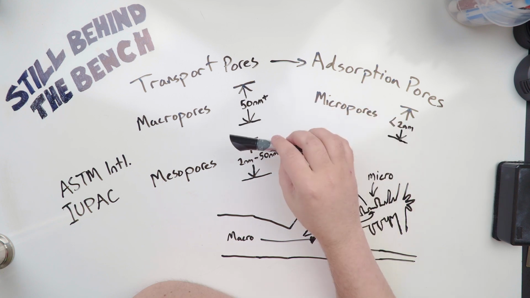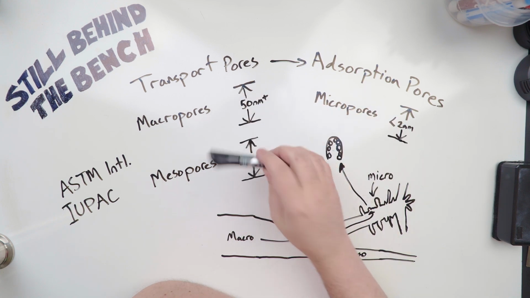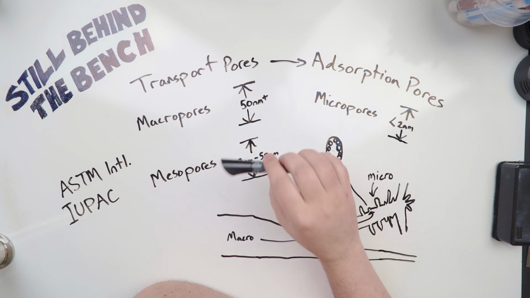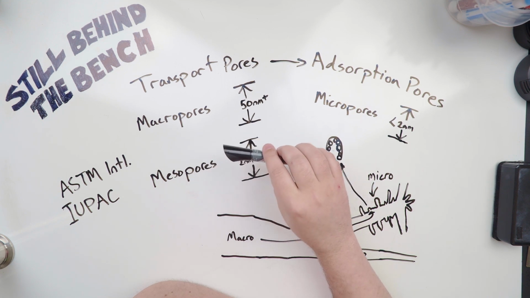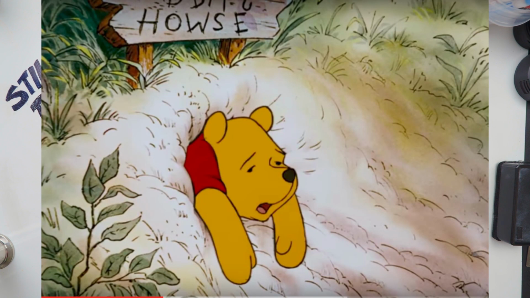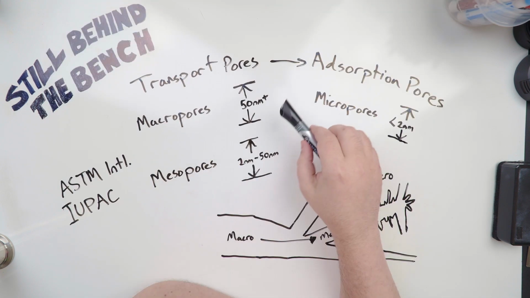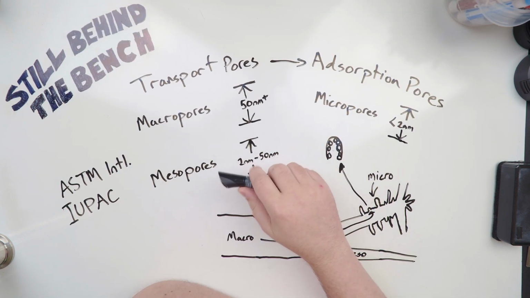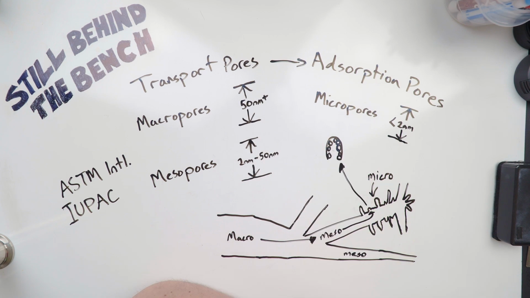One other thing that can happen with these transport pores is that very large molecules, typically biomolecules, can literally get trapped in these pores for physical reasons. Just gets it lodged in there like Winnie the Pooh trying to get the honey. And it'll happen often if you have something like proteins in the liquid.